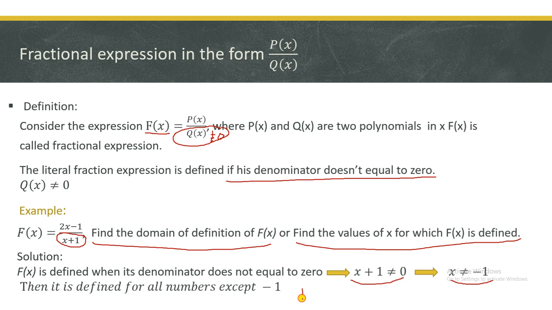The domain of definition is all real numbers except minus 1, because if you replace x by minus 1, it becomes minus 1 plus 1, it becomes 0. Then f of x is undefined because we have 0 in the denominator. So we know x does not equal minus 1 to avoid 0 in the denominator.